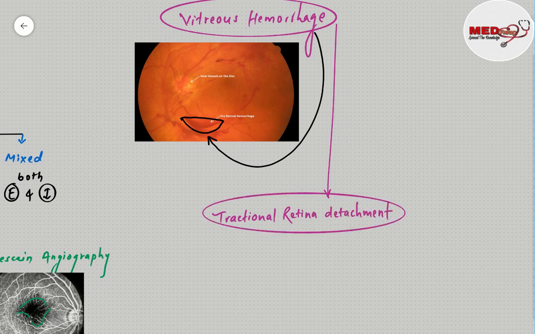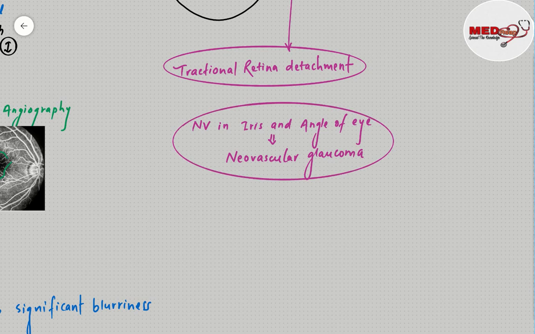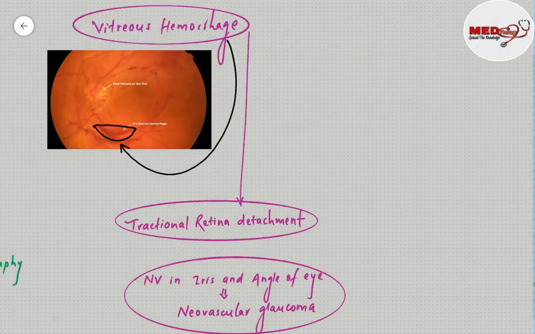And sometimes these new vessels may grow on the iris or at the angle of the eye, which may block the drainage of aqueous humor. That may lead to increased intraocular pressure, which is called neovascular glaucoma. Now let's see the symptoms of these complications, starting with the vitreous hemorrhage.